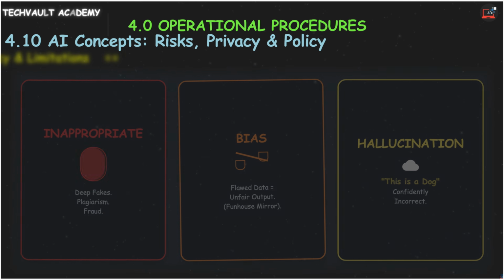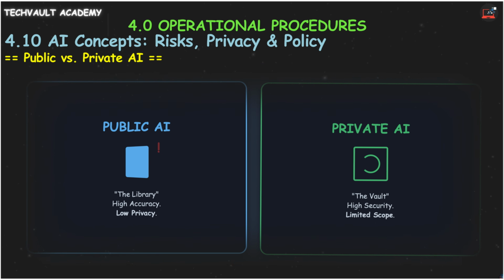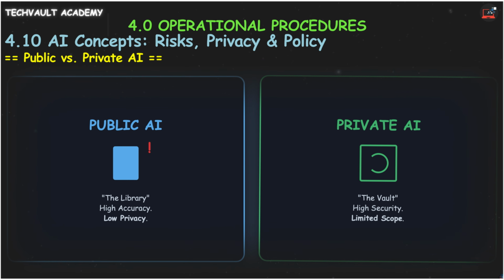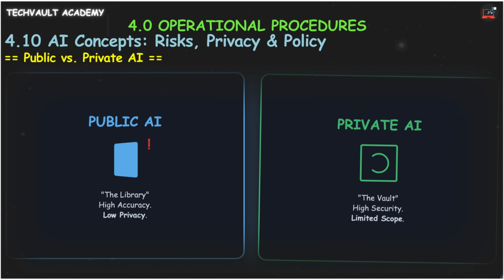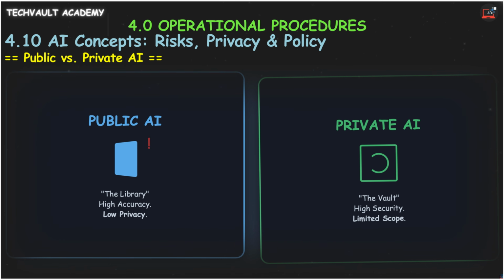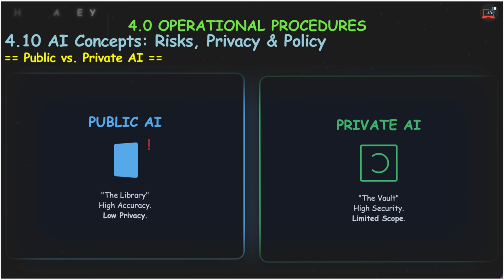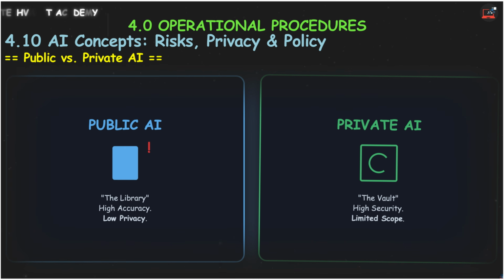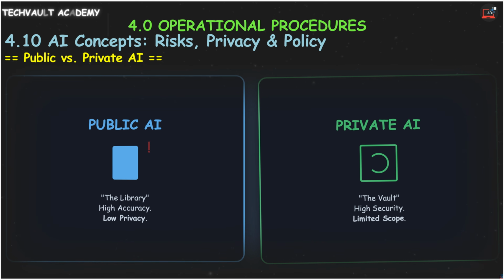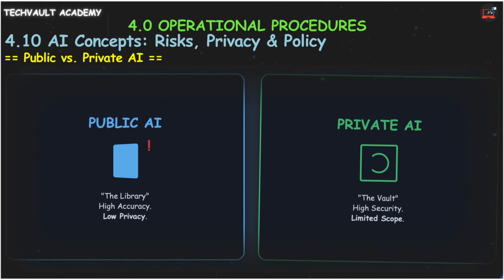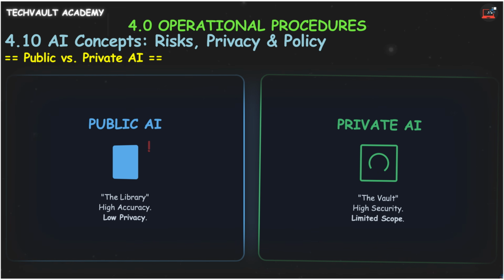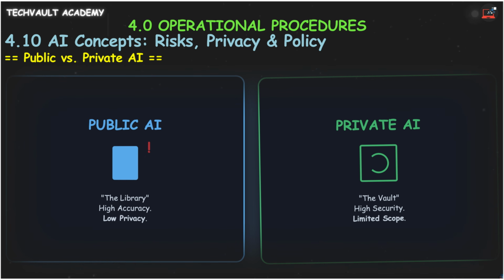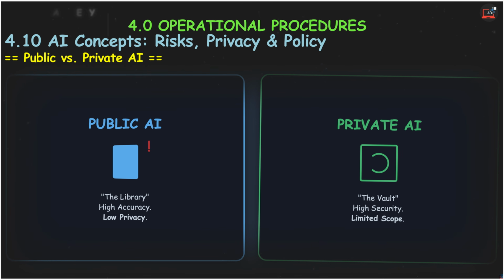Finally, we must choose between public and private AI. Think of public AI, like ChatGPT, as a public library. It has massive amounts of knowledge from everyone, making it very accurate, but it is open to the world. Using it carries a high security risk because sensitive data you type in, like passwords or company secrets, might be exposed to others. Private AI, on the other hand, is like a company vault. It is secure and controlled, but it only knows what you put inside, limiting its scope.